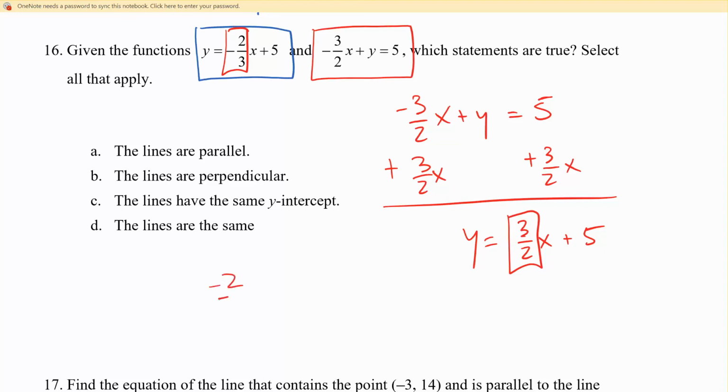Well, negative 2/3, what's the opposite reciprocal? It would be positive 3/2, and that's what we have. And we're going through actually the same y-intercept too. So if they're opposite reciprocals, then they're perpendicular, and they have the same y-intercept, so it's B and C.